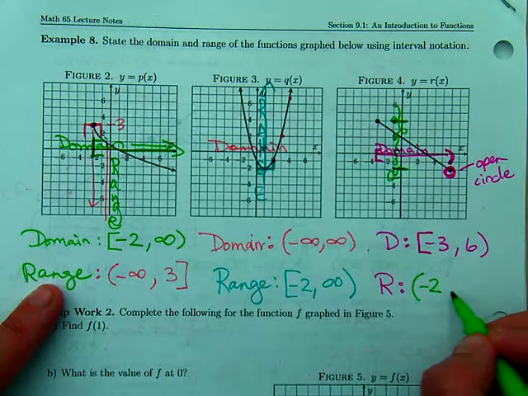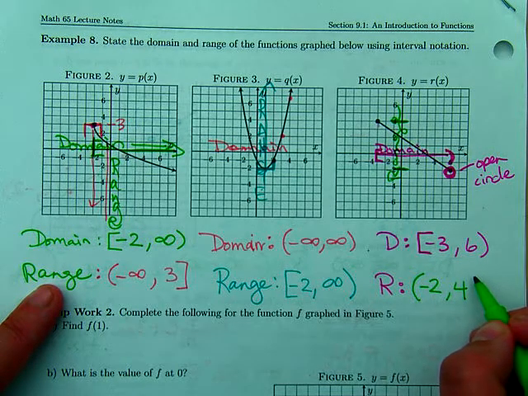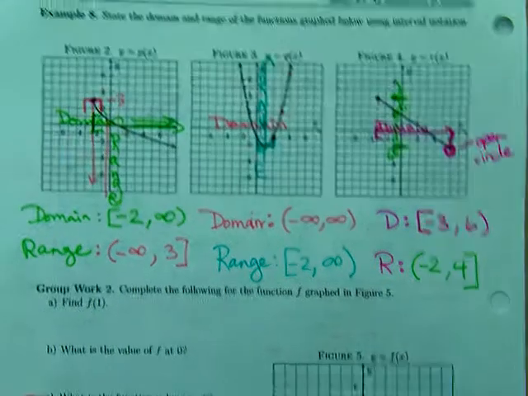I think that's +4, right? And what am I going to put around the 4? A bracket. Okay. All right.